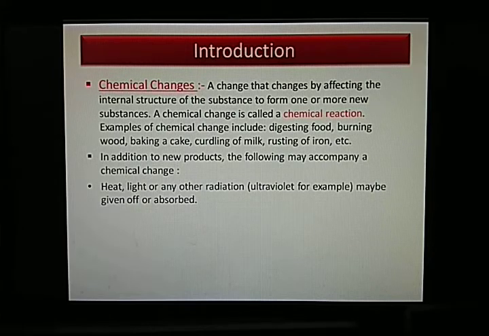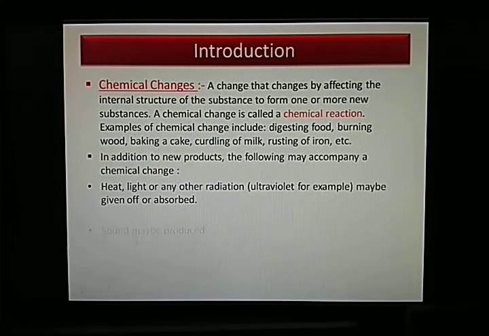Sodium hydroxide and hydrochloric acid, after they react, we don't get back hydrochloric acid or sodium hydroxide. We get what? We get salt, NaCl, sodium chloride. So it is totally a new substance, and in that we get heat. Although light is not there, we get some other products. So whenever there is heat, light, or any other such radiation occurring in a change, that type of change is definitely a chemical change.